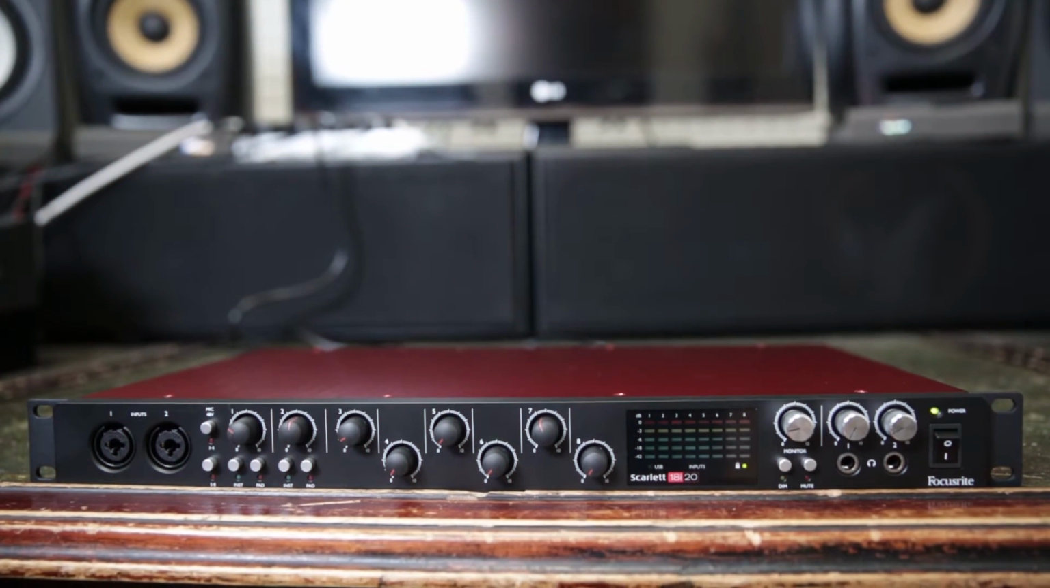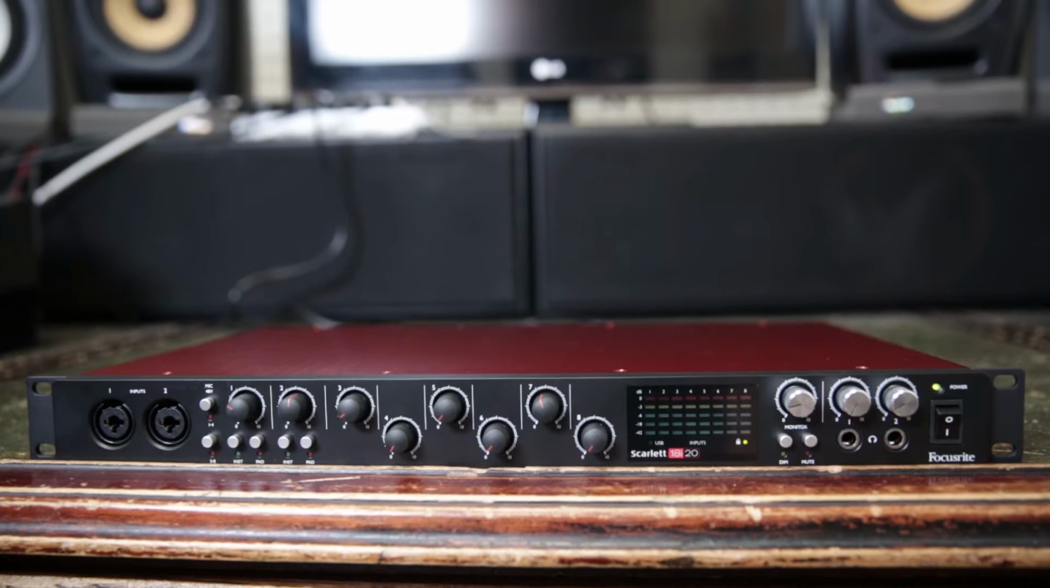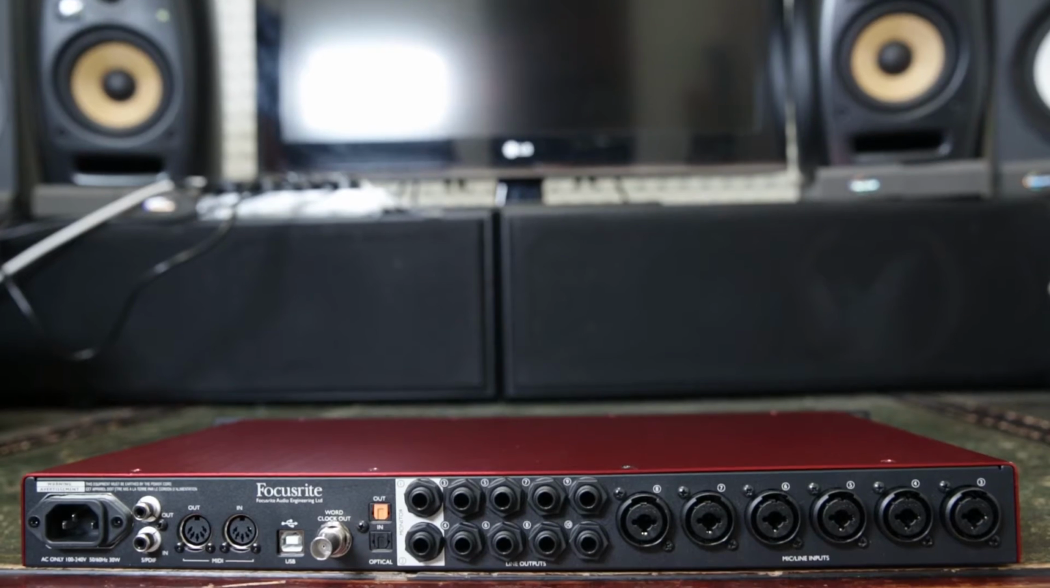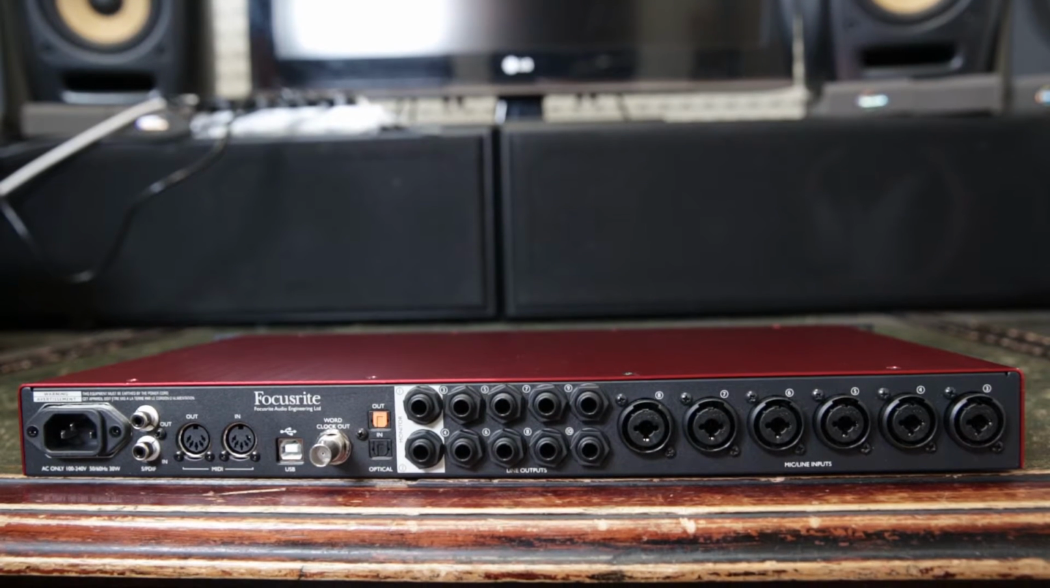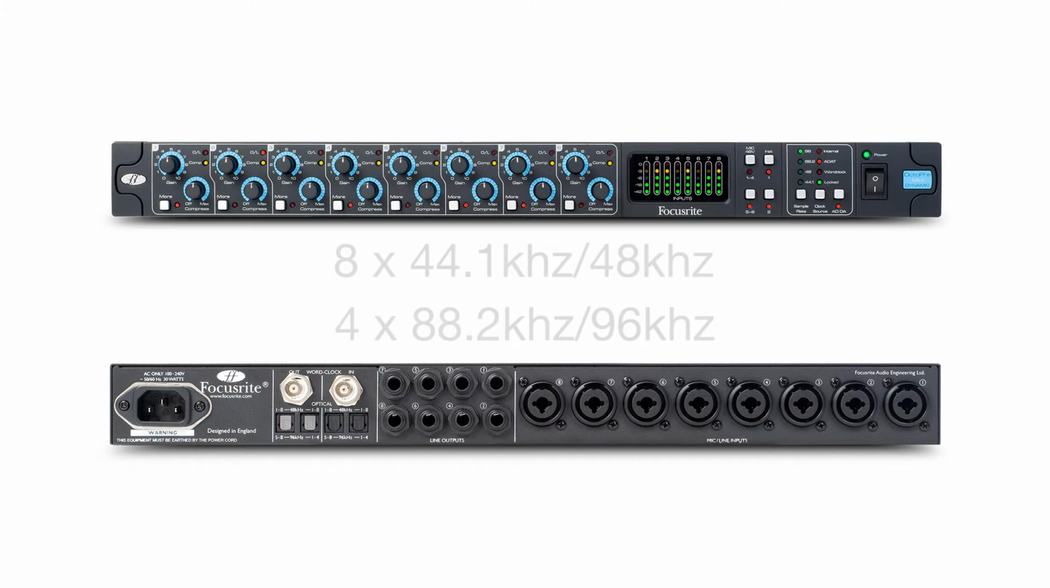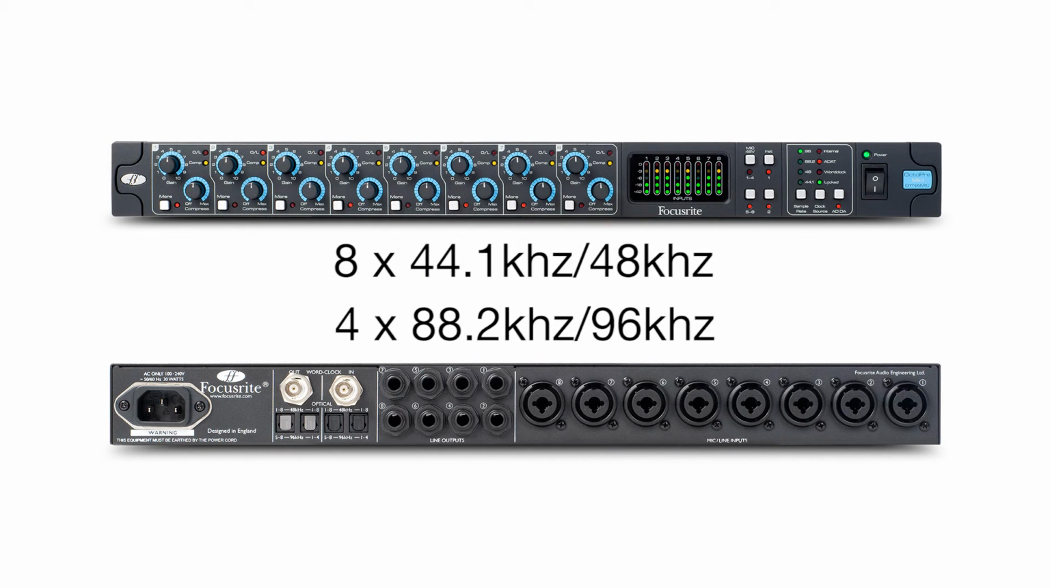In this Getting Started video, we're going to look at how to expand the input count of the Scarlett 18i20 by using the ADAT connection on the back of the interface. For this, you will need either a second interface, a preamp, or a channel strip that also has ADAT connections. For this example, we are using an OctoPre.